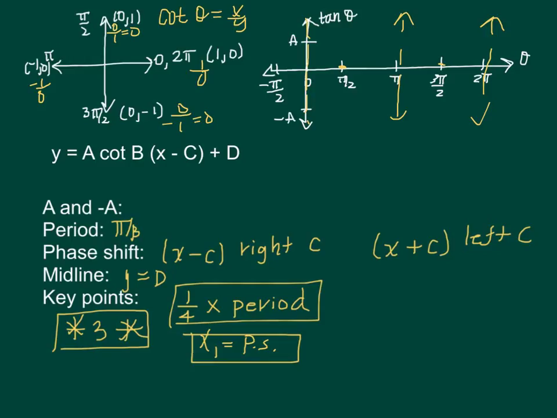And remember, in between the asymptotes, you have quarter points. And so for cotangent, the graph would be A, 0, negative A. So that's what makes cotangent different from tangent. So everything else is the same. Period, phase shift, midline. Still need 3 points. Do 1/4 times your period. Your first x starts at your phase shift. The only difference is the curve. A, 0, negative A.